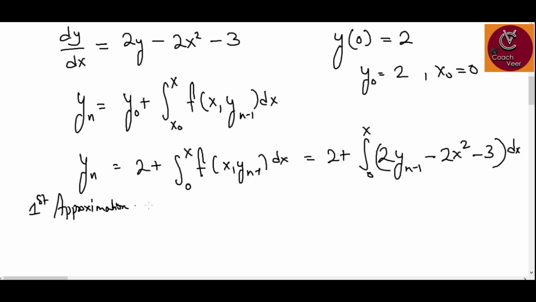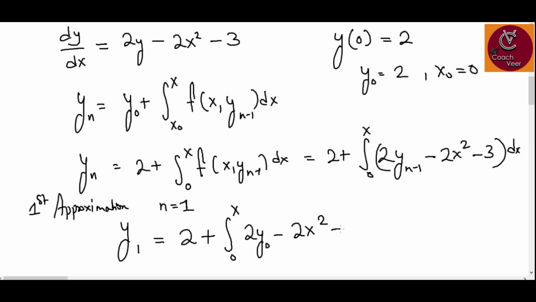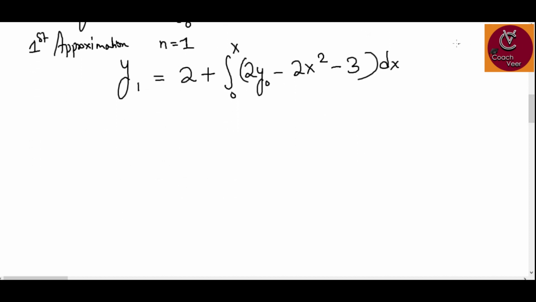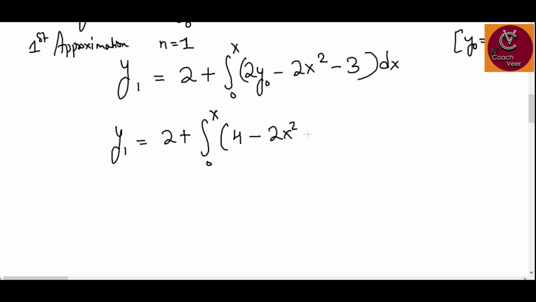Now we are going to do the first approximation, so the n value should be 1 here. We get y1 equals 2 plus the integral from 0 to x, and in this we put 2 y naught minus 2x squared minus 3, everything inside the bracket, dx. The y naught value is certain, that is 2, so let's substitute 2 in place of y naught. The first approximation will look like 2 plus the integral from 0 to x of 2 times 2 is 4, minus 2x squared minus 3.